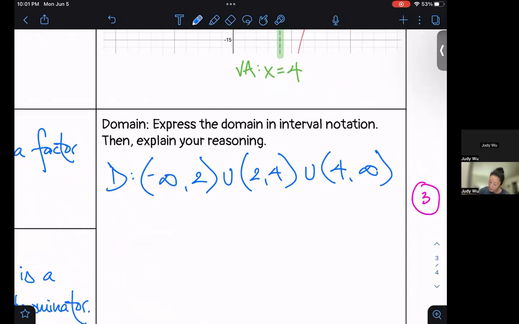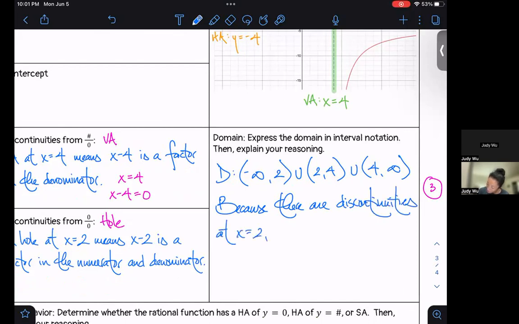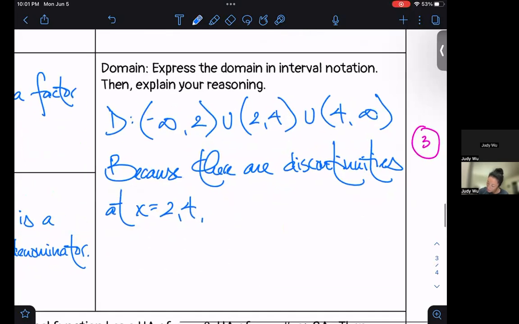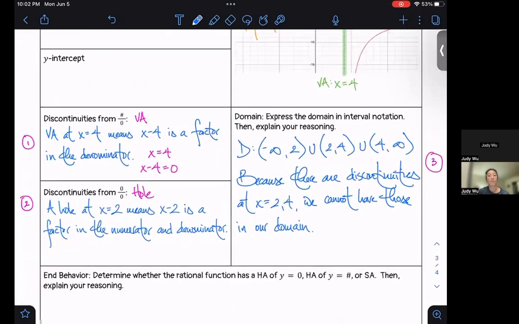And then to explain our reasoning, we say, because there are discontinuities at x equals 2 and 4, we cannot have those in our domain, okay? Because those are discontinuities, we cannot have those in our domain.